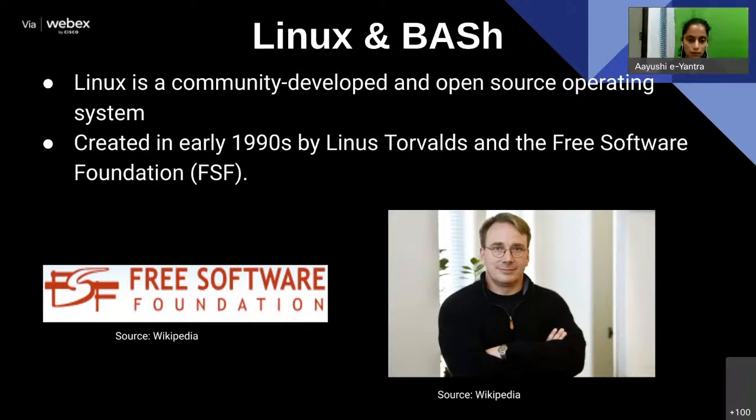Hello everyone. Is my screen visible? Okay, I guess yes. So I'll start with the most famous operating system nowadays. You can find it everywhere in your computer, in your mobile. Even Japan's fastest trains are using this operating system, which is Linux. It is a community developed open source operating system, and it was developed in early 1990s by Linus Torvalds and Free Software Foundation.